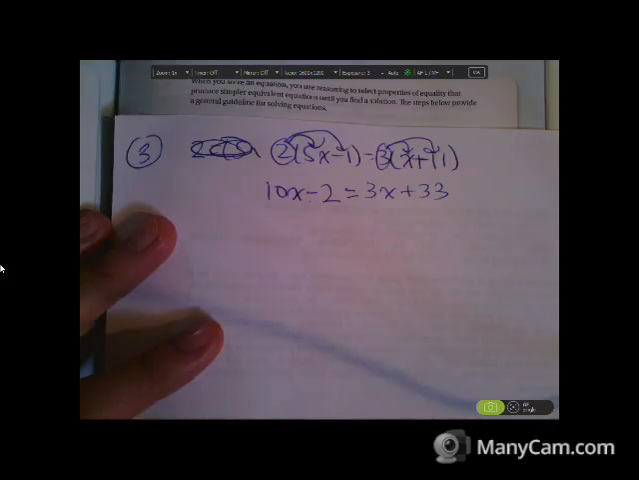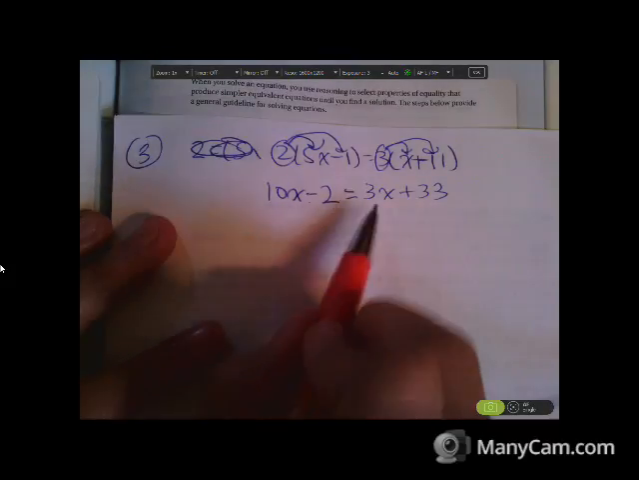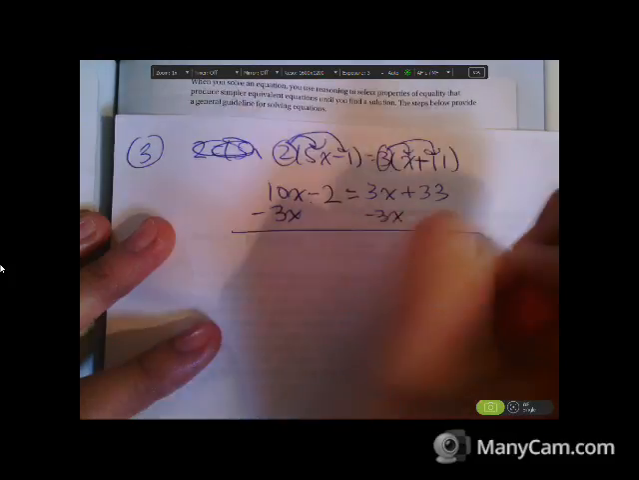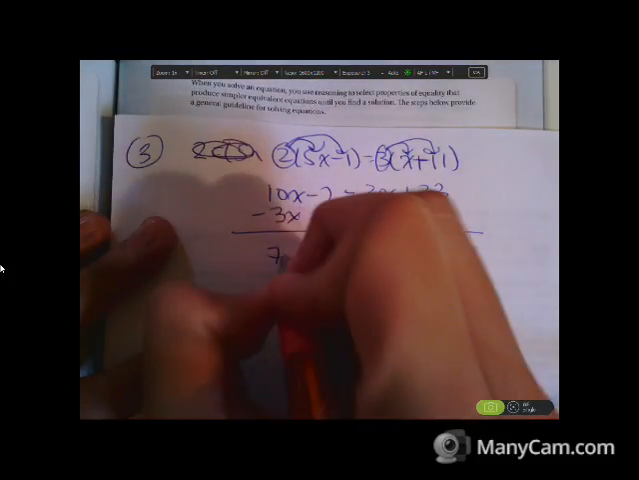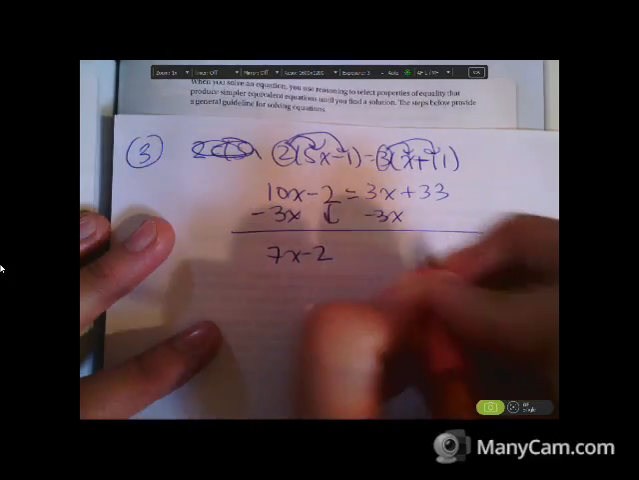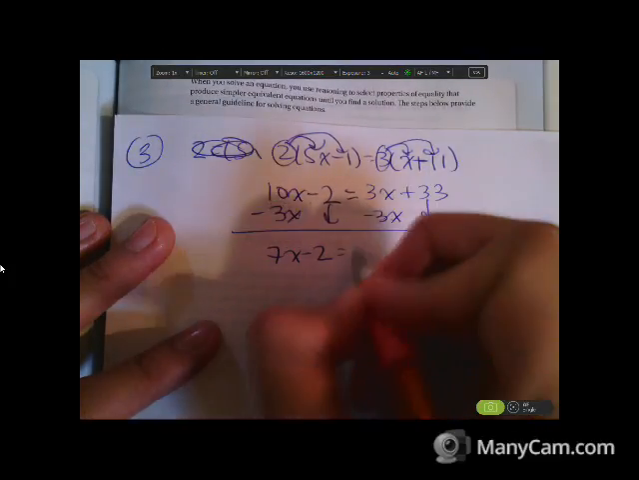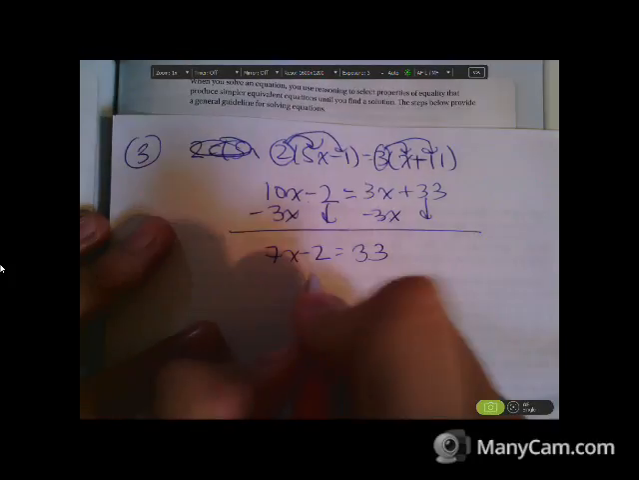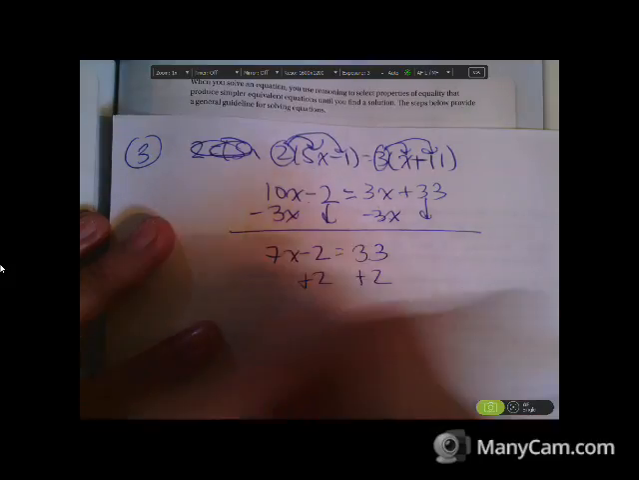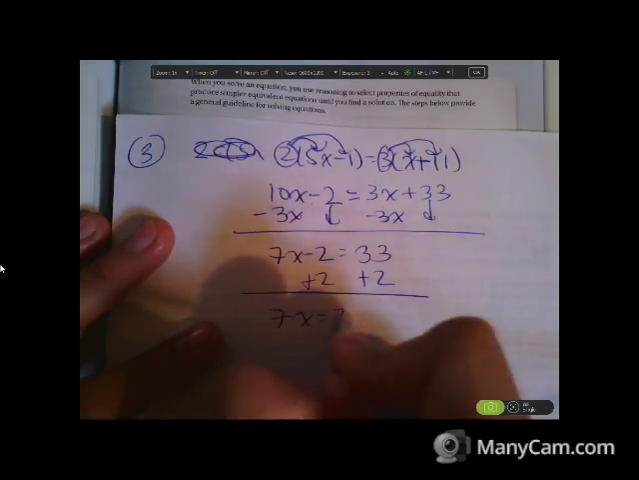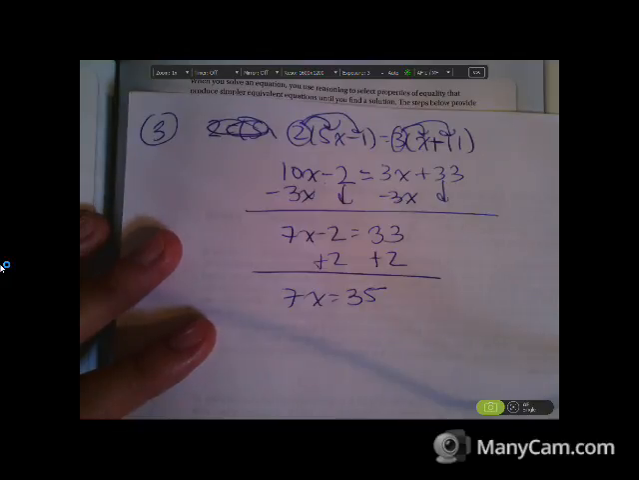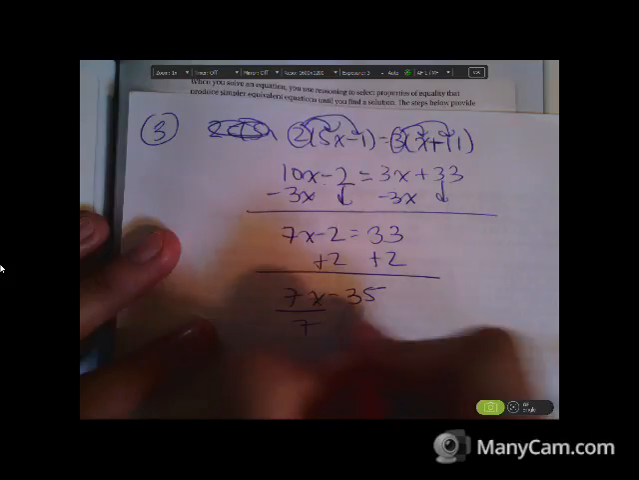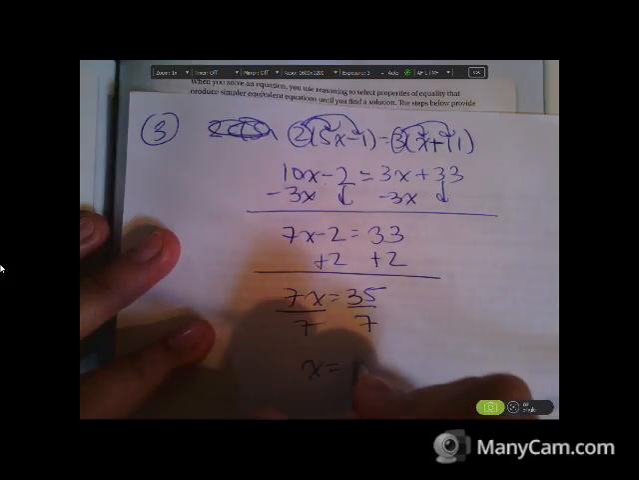Next, what I want to do is get the x's on one side. I'm going to choose the left side again. So negative 3x, negative 3x. 10x minus 3x is 7x. The 2 drops down. 3x minus 3x is 0, and the 33 drops down. Now I want to get the 7x by itself. This is a negative 2, so I'm going to add 2 to both sides. So 7x equals 35. Now, 7 times x, I want to get 1 times x. So to do that, I'm going to divide by 7. So x equals 5.